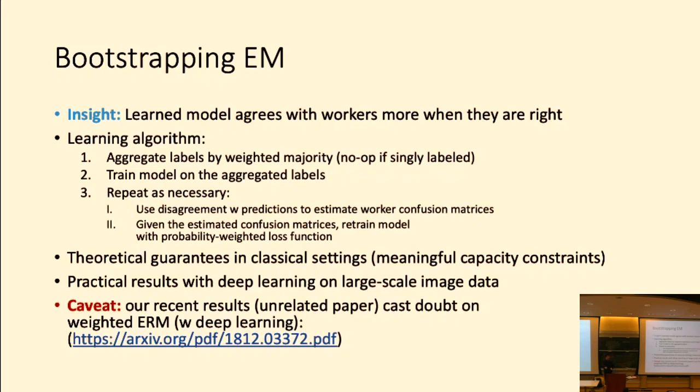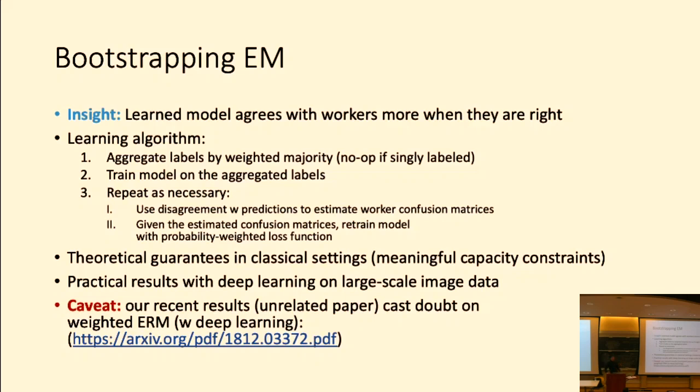Some will agree with it very often, some will disagree. The idea is that we pretend that the neural network is correct, and we treat workers as wrong when they disagree with the neural network. We use this to estimate worker confusion matrices. Then we use the confusion matrices to formulate an objective that says, with probability 60% this is the right answer, and probability 20% this is the right answer, and 10% that's the right answer. We relearn under this probability-weighted objective, not the standard cross-entropy.